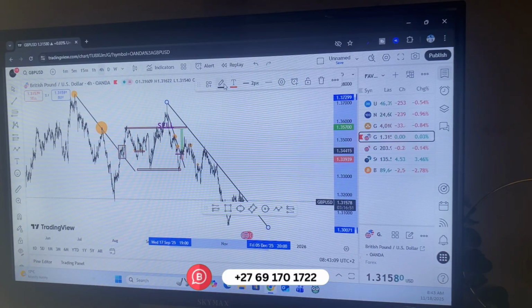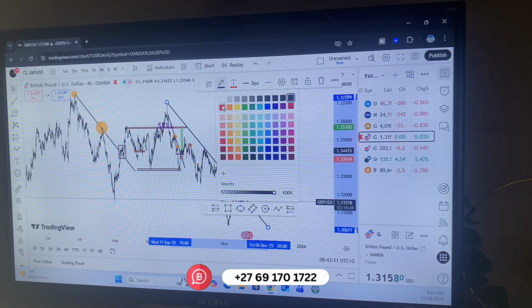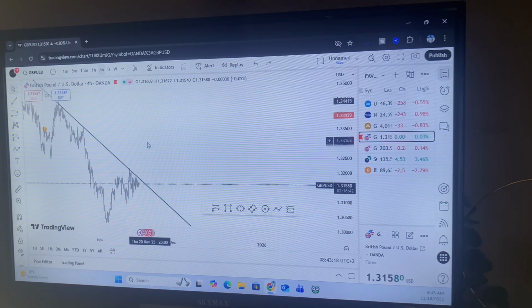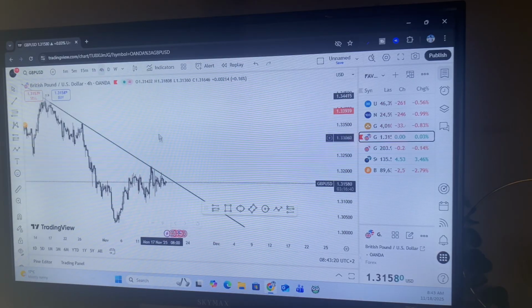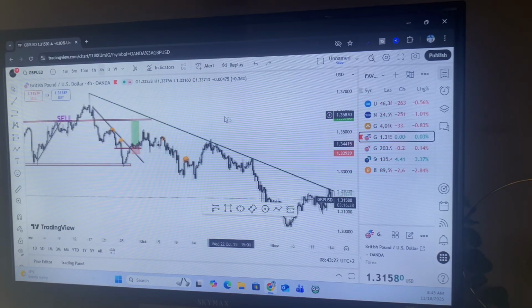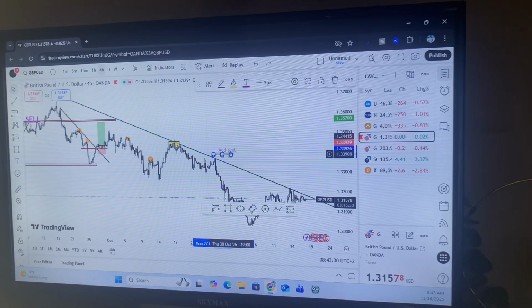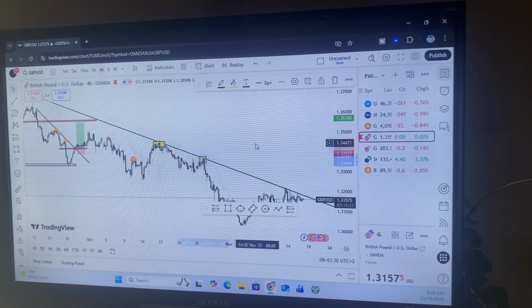Should I change the color? Let me change the color. It's fine. I'll just put dark blue, dark green. And then let me just zoom in to see if my trend line aligns. So my trend line aligns. You can clearly see that we are not going above the trend line here. We're just barely touching the trend line. That's what we want to see.